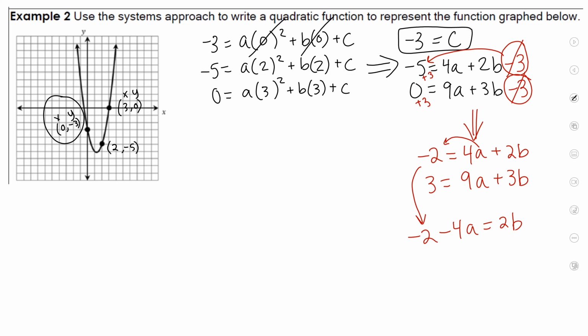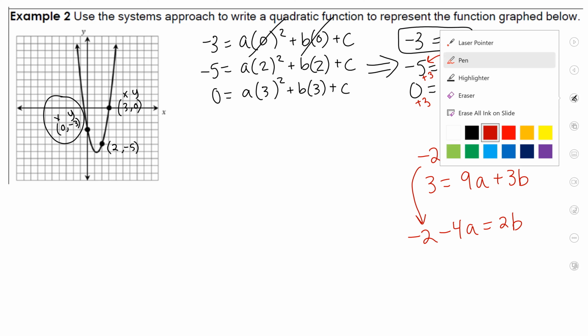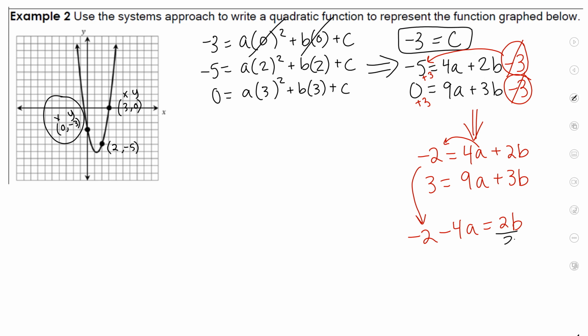Now what do I divide everything by? A 2. Divide this by a 2. Now b's by itself. Divide everything else by a 2. You guys see why I didn't do the 4? Because I would have to divide by 4 and I would get fractions. That's why I chose b instead of a. Okay, so now I have -1 minus 2a is b.